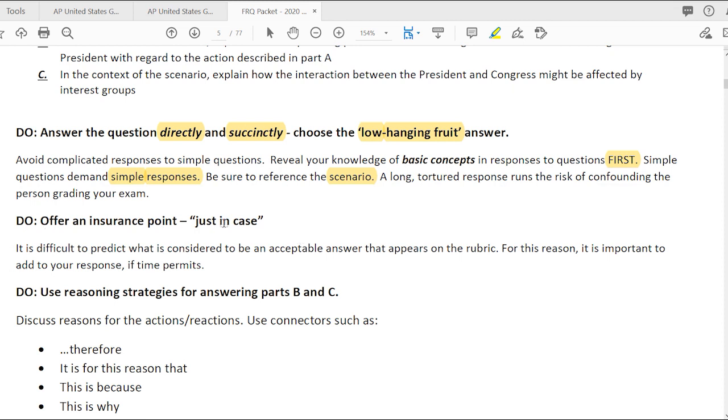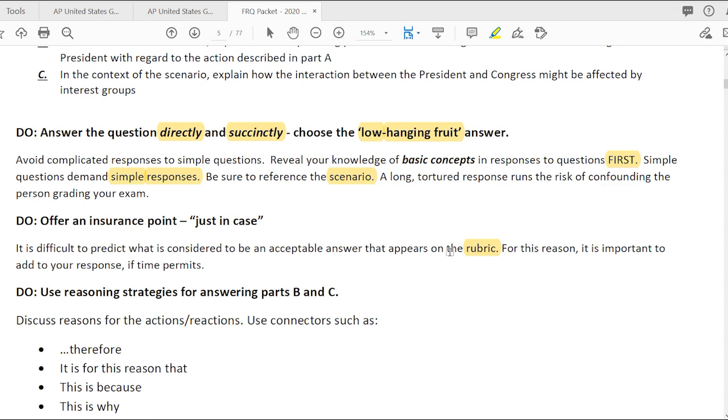Also, offer an insurance point, just in case. It's difficult to predict what's an acceptable answer on the rubric. Don't forget, if it's not on the rubric, the graders are hamstrung. They cannot give the point. So we don't know what's going to be on the rubric.